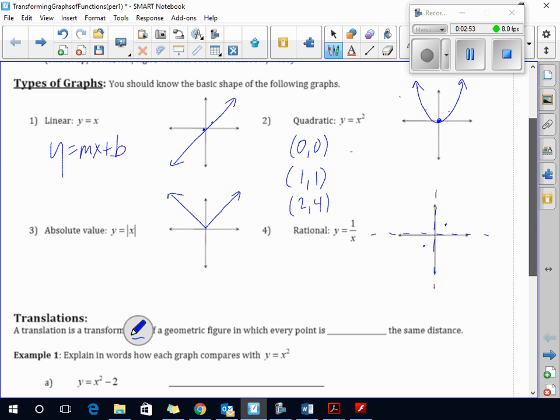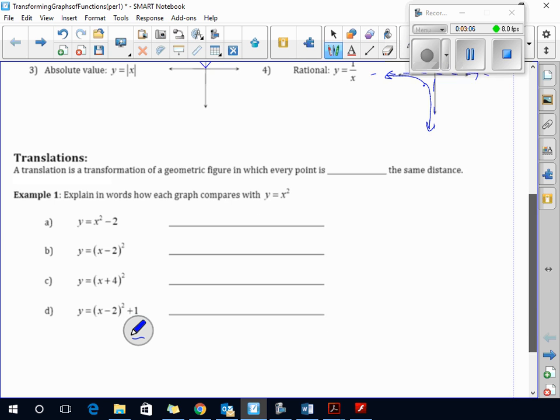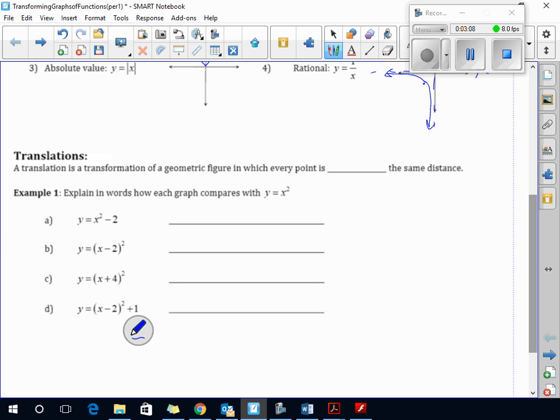Okay, so now translations. All we're doing now is taking those parent graphs with those, say, 3 points, and we're just going to move them. So translation is a transformation of a geometric figure. In this case, the geometric figure is a graph in which every point is moved the same distance. So who can tell me, if we have a base parabola, y equals x squared, what happens if I were to graph y equals x squared minus 2 compared to y equals x squared? It'll move down 2. Very good. Now this should be fresh in your mind because you just took this, right?